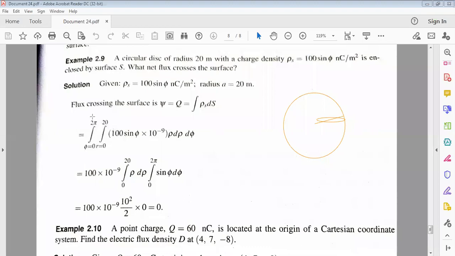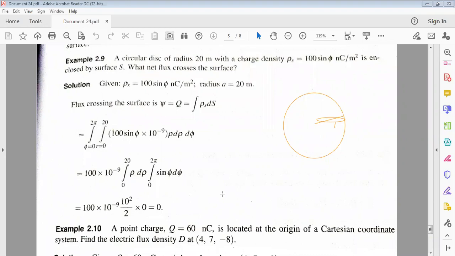Simply I am integrating over 0 to 2 pi and 0 to 20 the term 100 sine phi, rho d rho d phi. Take out the 100 nano, 10 to the power minus 9. Rho is the r, the distance. So we have the integral from 0 to 20 of rho d rho, times the integral from 0 to 2 pi of sine phi d phi, times 100 into 10 to the power minus 9.